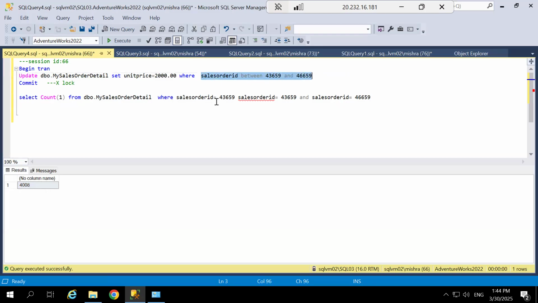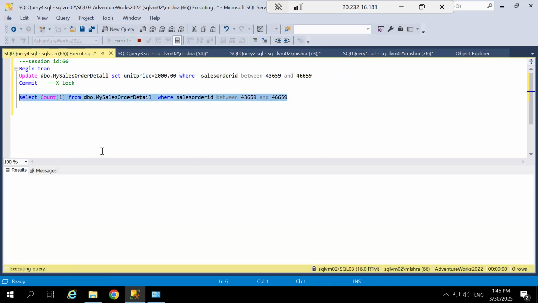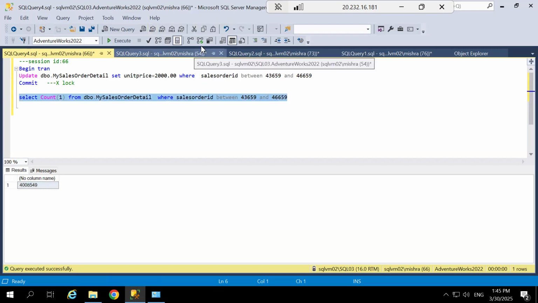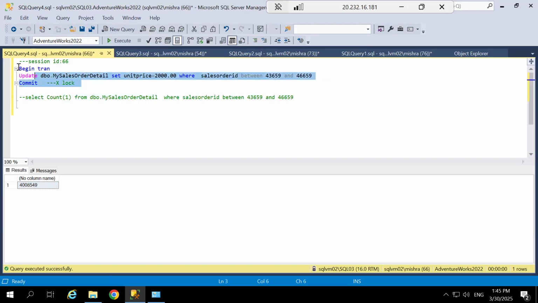Control C. Let us remove this completely. Now see how many rows it is qualifying for. Yes, good number of rows. That is what I wanted. Okay, that's fine. Let's comment it out and copy this one to this query window. What happened?